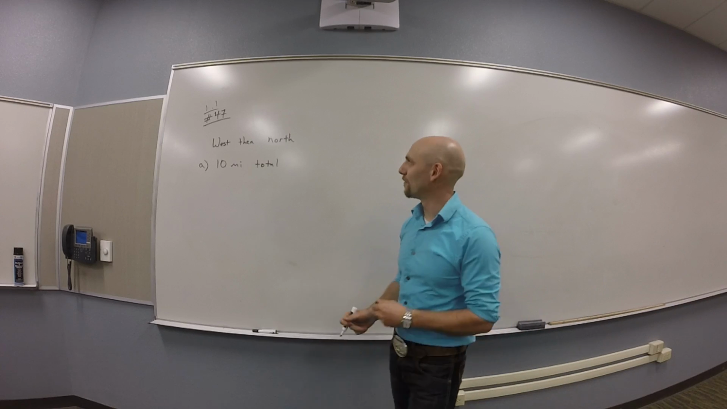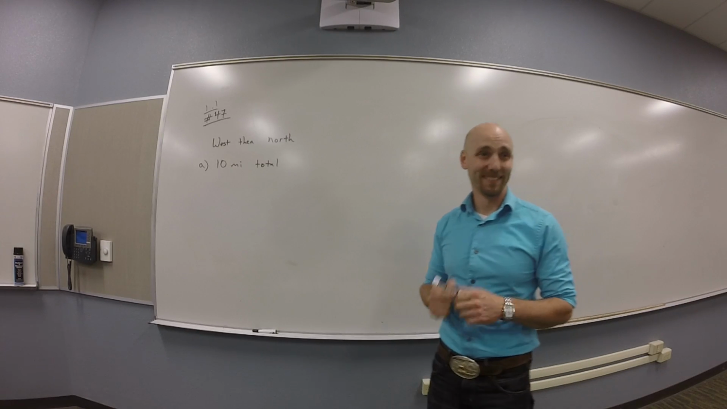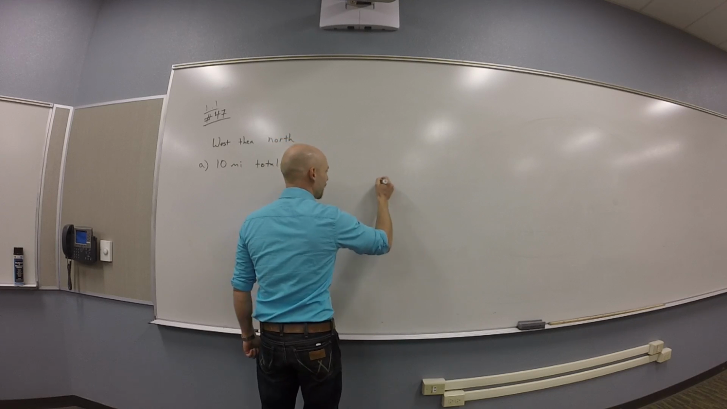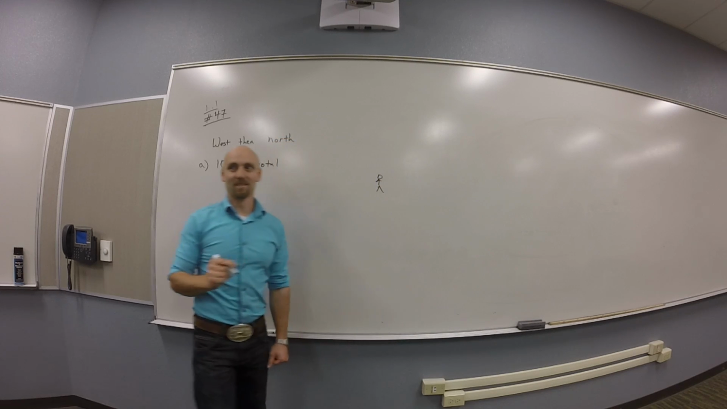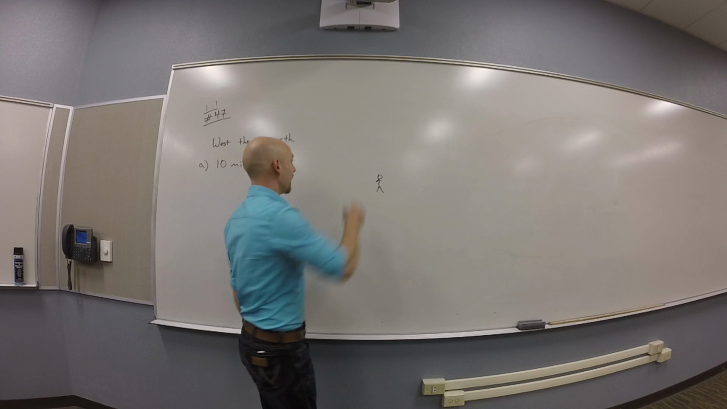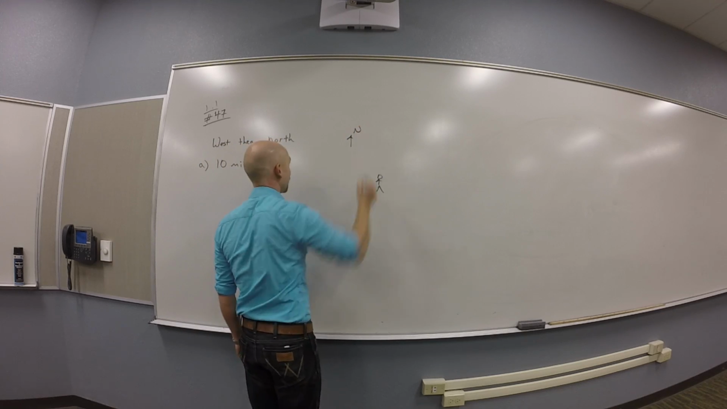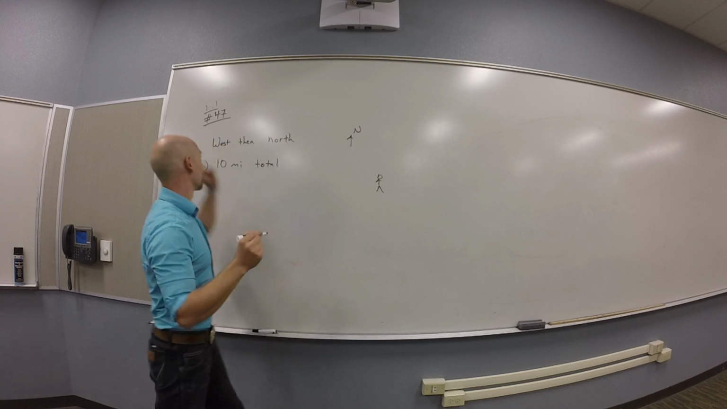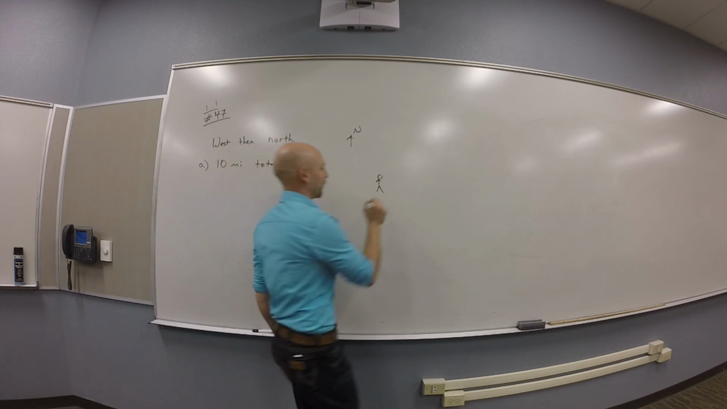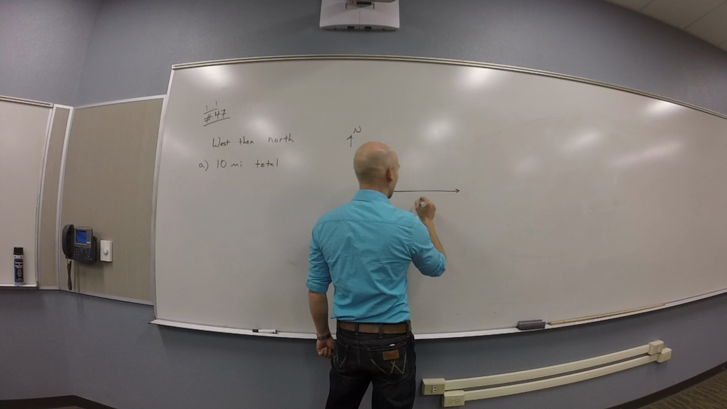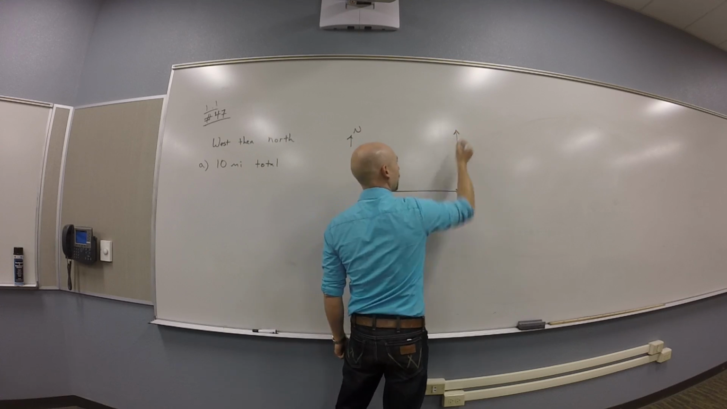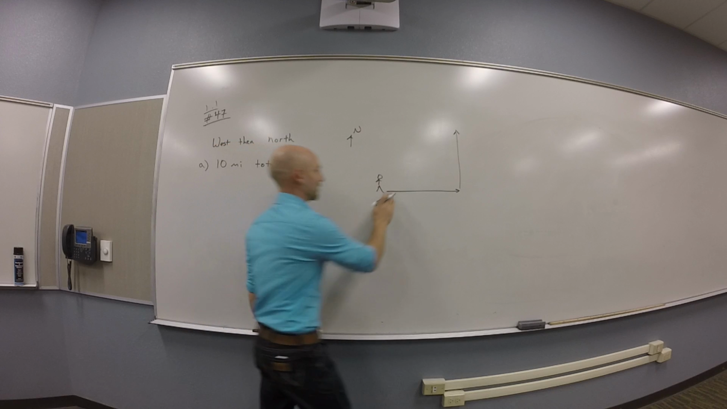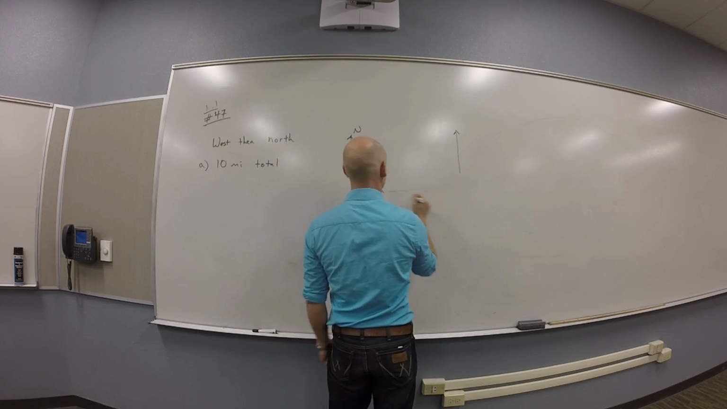All right, so let's try number 47, which is super fun. So here's the setup. There is a person, okay? And north is that way. Okay, so the person walks west for a while and then north for a while. West for a while and then north for a while. That's east. Let's actually.